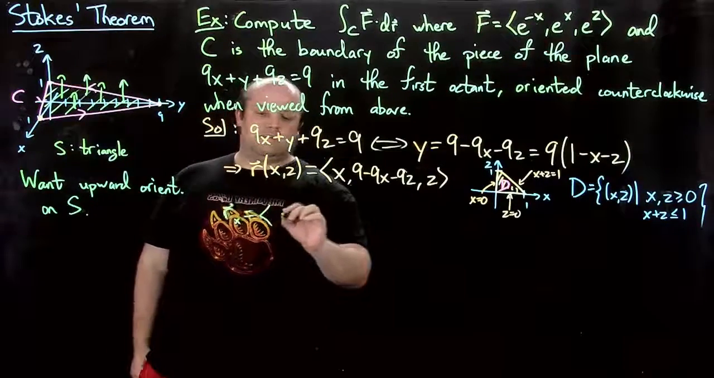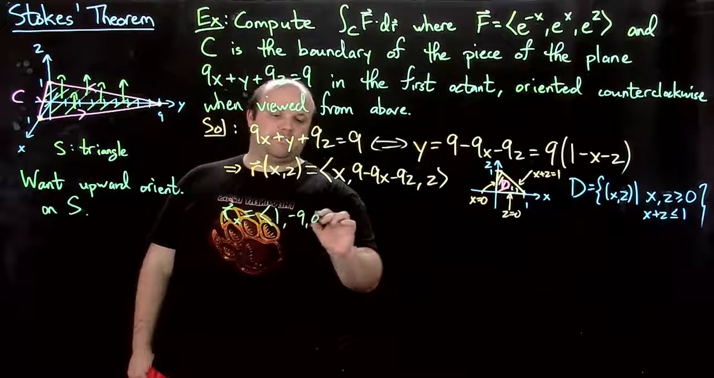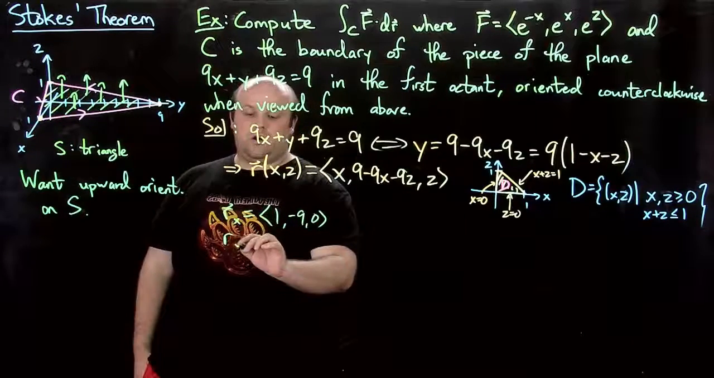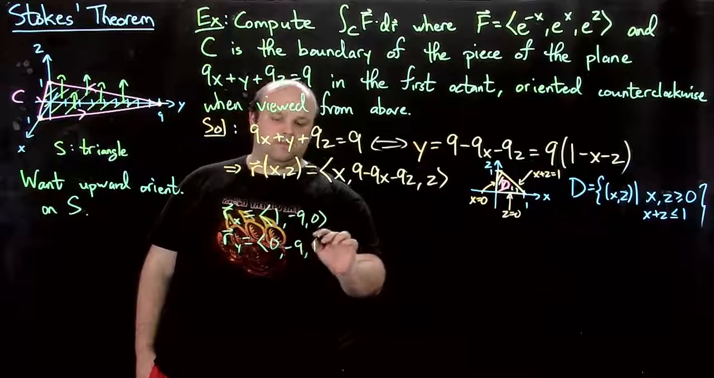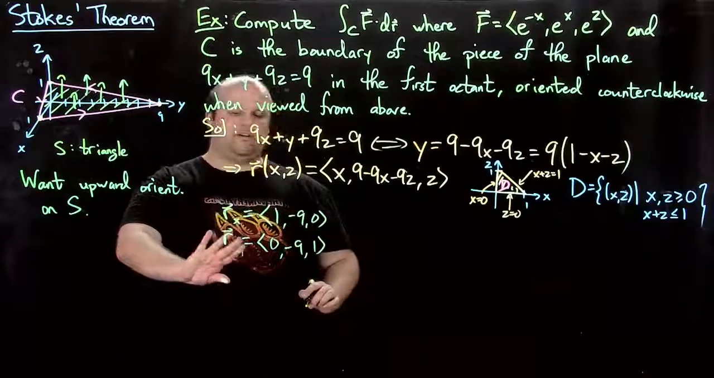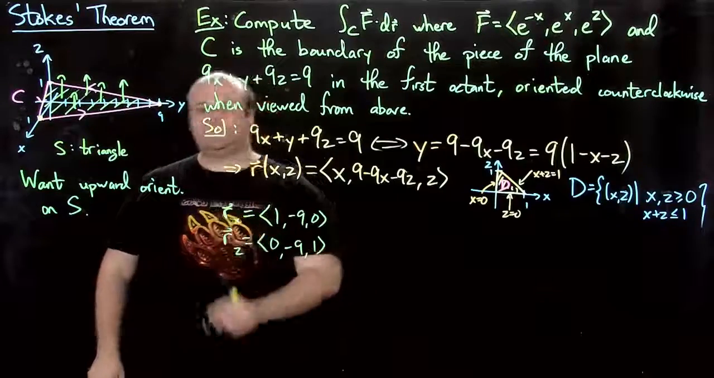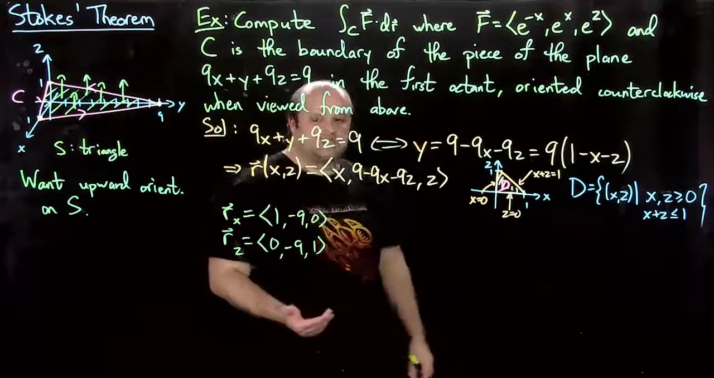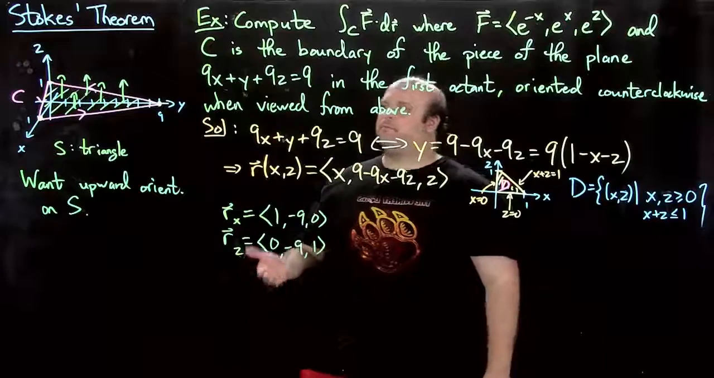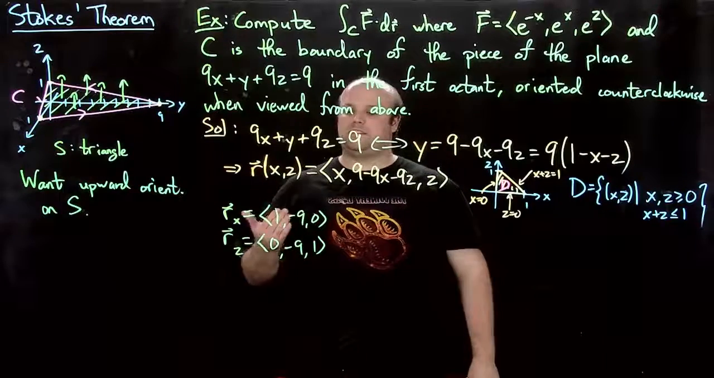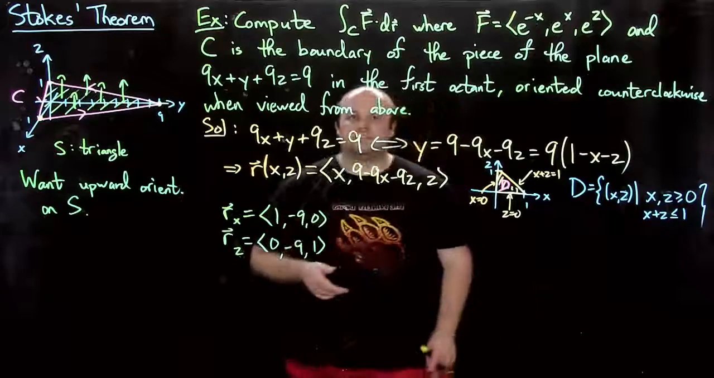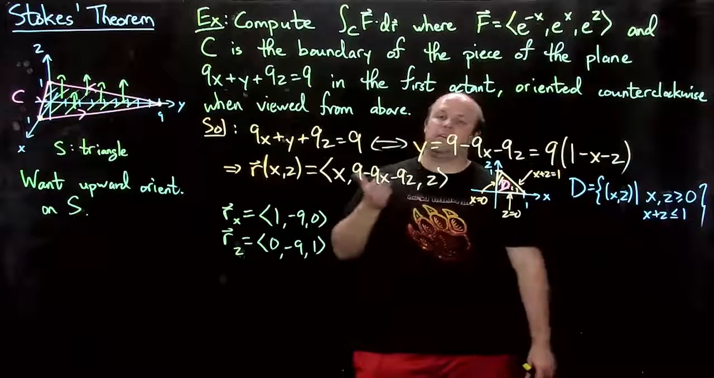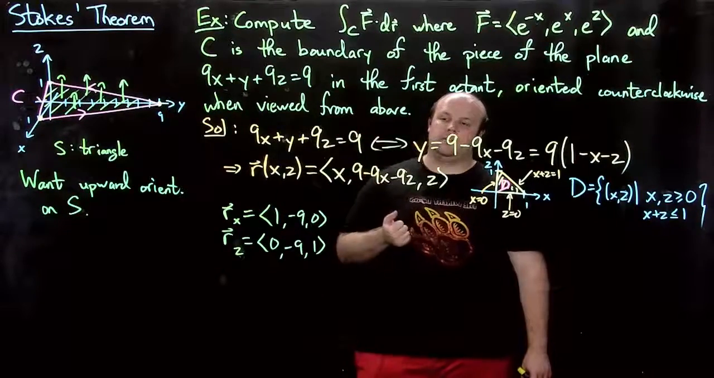Rx is 1 minus 9, 0. Ry is 0 minus 9, 1. Wow, I keep thinking it's y. It's z. All right, so I have Rx and Rz. Now we have to figure out which one of these orders to take the cross product in is going to give us a positive, an upward direction.